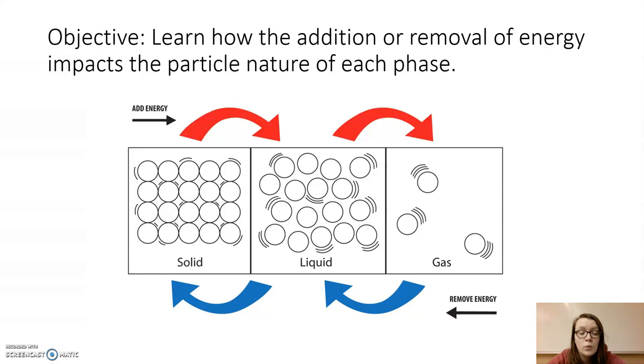In the solid, when heat is added, the particles move faster and become less attached to each other. As they move faster, they break apart and become the liquid, which are still attached but less tightly held together. When energy is added to liquids, they begin to move even faster and break apart from each other and become a gas. The opposite happens when you remove energy.